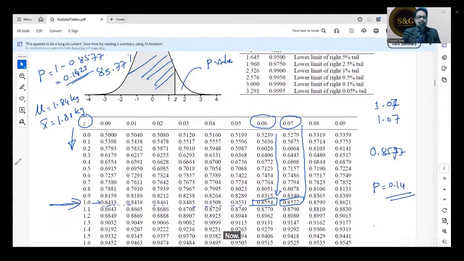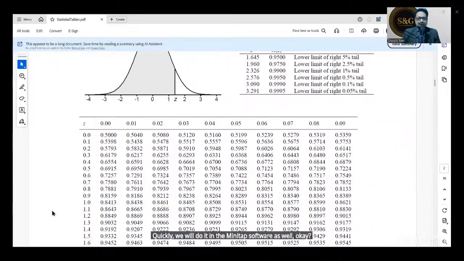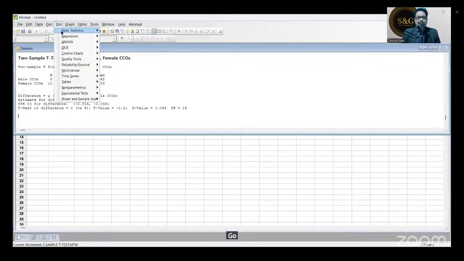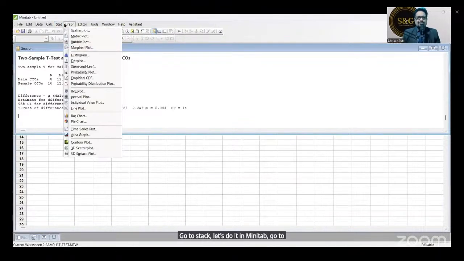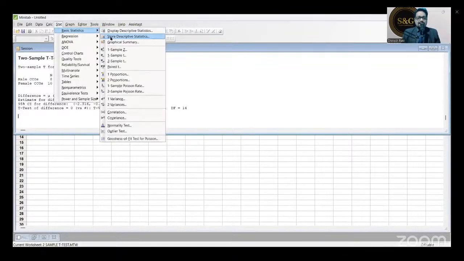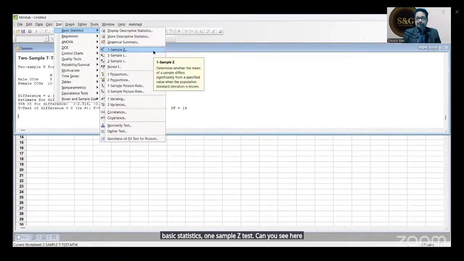Now what we will do, we will quickly do it in the Minitab software as well. We'll go back to our same Minitab sheet, the male CCO, female CCO. Go to Stat, basic statistics, one sample Z test. Can you see here? Just above one sample T, we have one sample Z test.